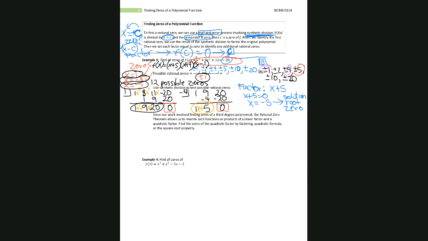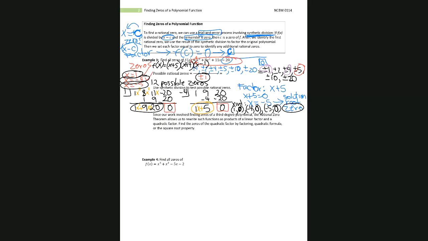We also, if we know the zeros, we know the x-intercepts, and those will be the points (1, 0), (-4, 0), and also (-5, 0). If they're x-intercepts, the y value must be 0, and that's another reason we refer to those x values as zeros of the function. Okay, so we did the work of a third-degree polynomial, and we were able to see how the rational zero theorem allows us to rewrite such functions as products of a linear function and a quadratic factor.